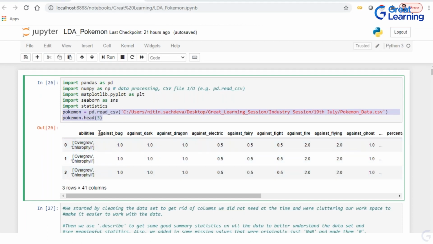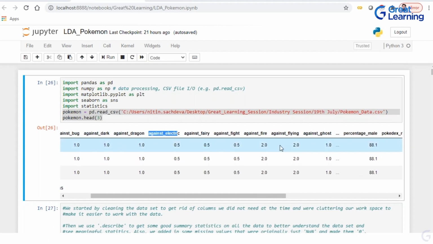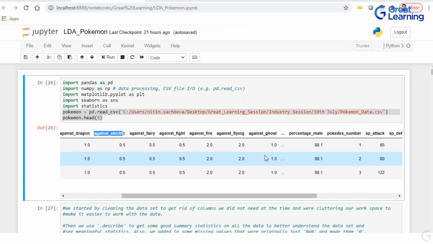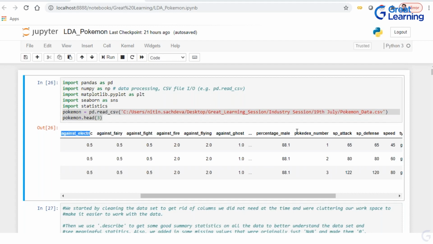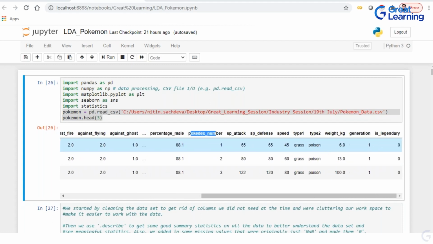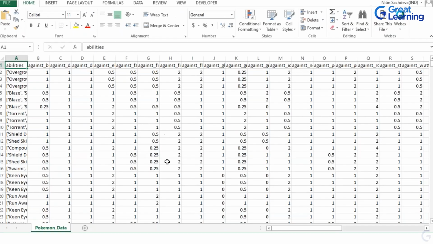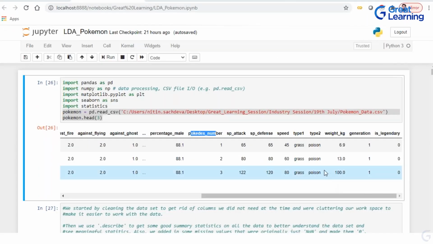Maybe we can have a look at the data here also. If you see, these are those 18 variables that we were talking about: against bug, against dark, against dragon, against electric. So these are 18 variables which are defining the ability of the Pokemon to react against different scenarios. Now, this is the percentage of male, the Pokédex index, the special attack, special defense, the speed. There are two different types of Pokemon that we have used. So we have the data here. It's the same problem. So speed, type 1, type 2, the weight.